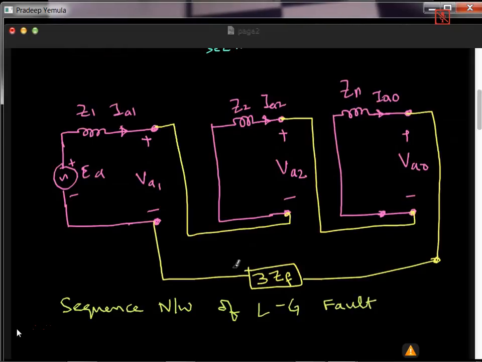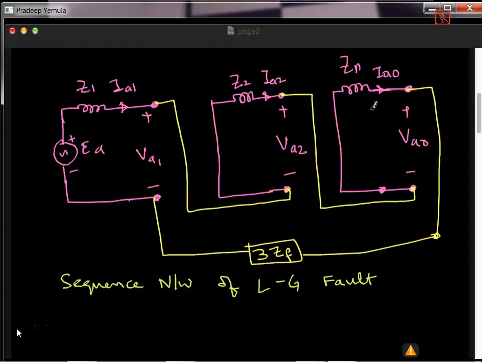So what happens is, you know the voltage. So you can find out what is VA1, VA2, VA0, or in fact you know what is EA. The EA is the EMF induced at the beginning of the fault. So EA is known, Z1 is known, Z2 is known, Zn is known, and ZF is also known. From this you find out the current. And once you find out the current, then you can find out the fault current. That is the objective.